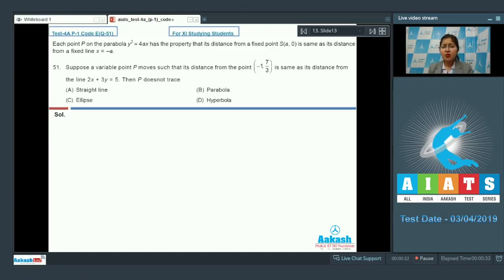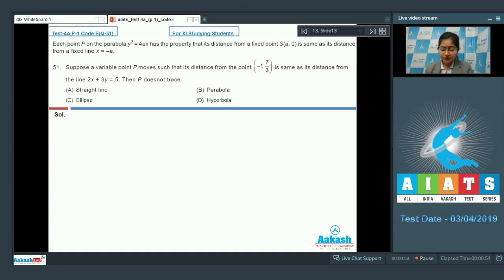This is a very general property of parabola. You all must be aware of this. So let us solve question number 51 first. It says that suppose a variable point P moves such that its distance from the point (minus 1, 7 by 3) is the same as its distance from the line 2x plus 3y equal to 5. Then P does not trace.